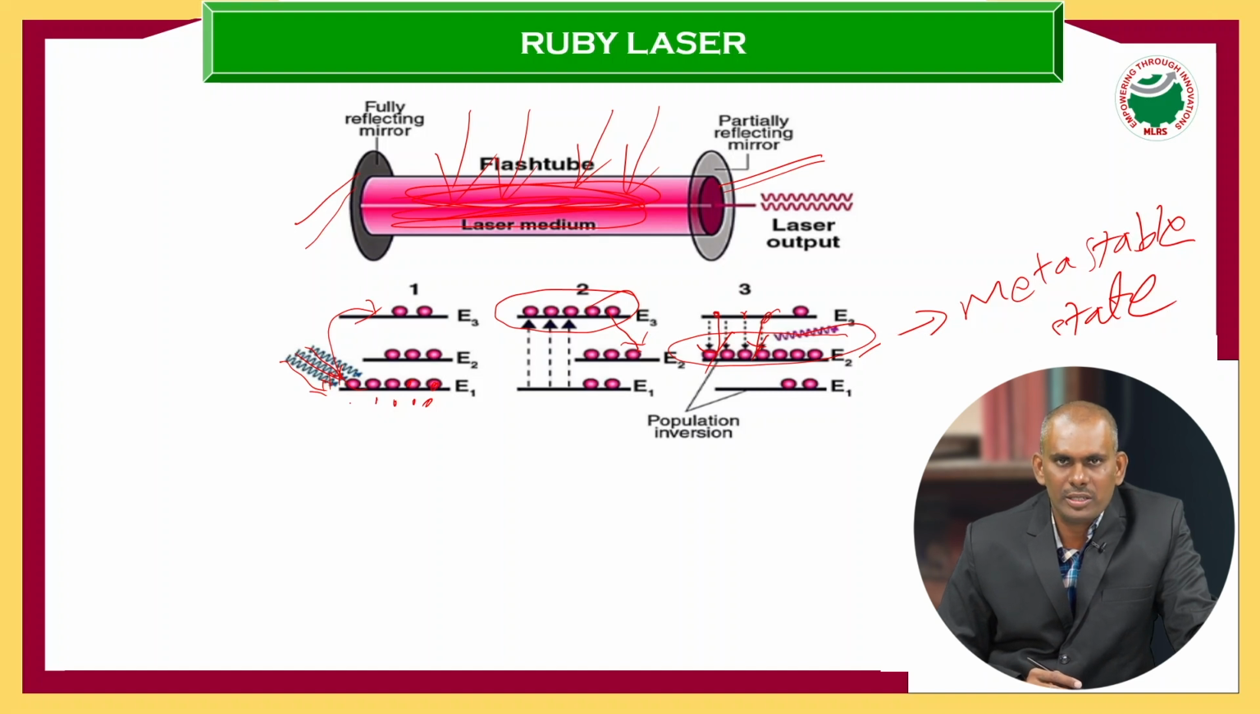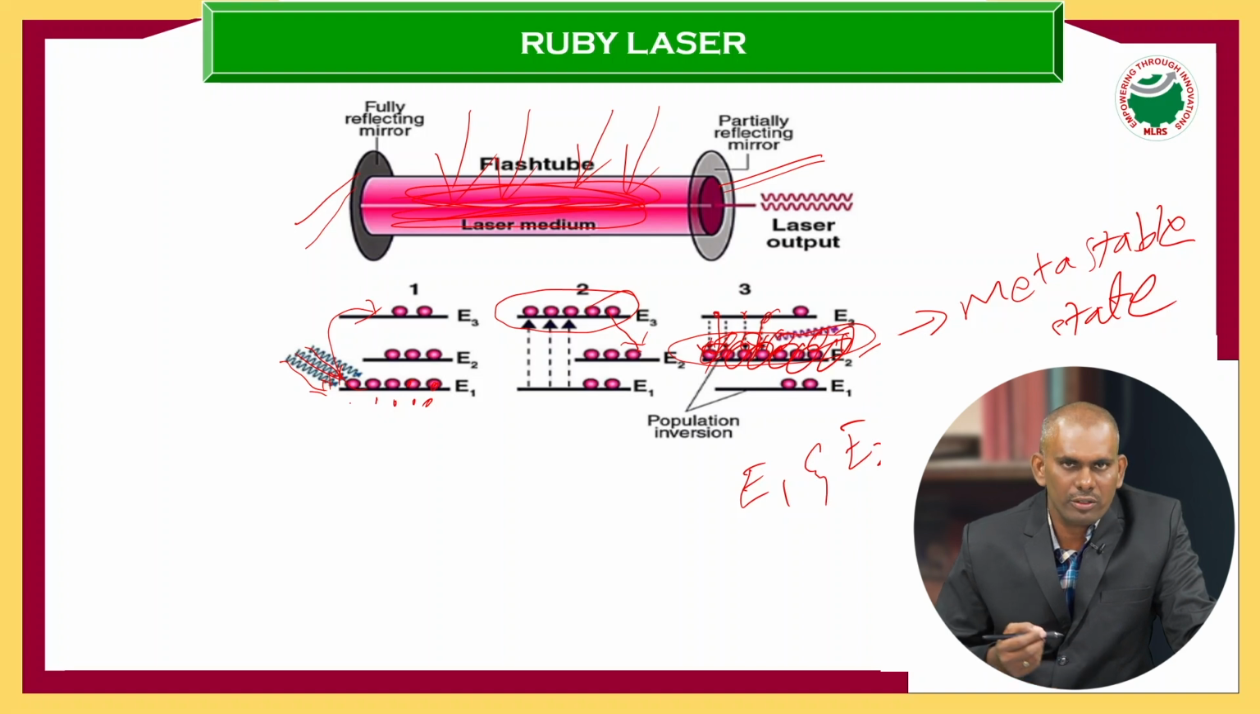What is meant by metastable state? A metastable state is a level which has a long lifetime. Compared to the higher energy level, the E2 level has a long lifetime. That is the reason the atoms coming from the E3 level to the E2 level accumulate, gathering in the E2 level. Because of the long lifetime, they stay more time in E2. That is the reason population inversion takes place between E1 and E2, where E1 is the ground state and E2 is the higher energy level.